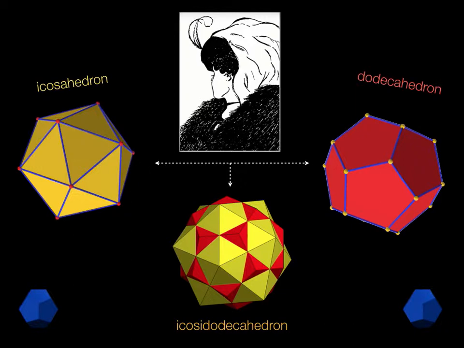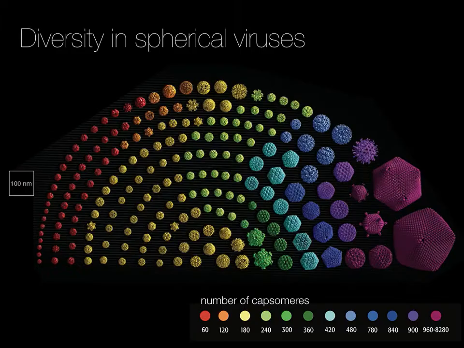But I guess what I want to point out here is that when we talk about icosahedral symmetry, we are not talking about viruses being an icosahedron. They just have icosahedral symmetry. It's not the same. So we have seen how 60 subunits can form a capsid with icosahedral symmetry.